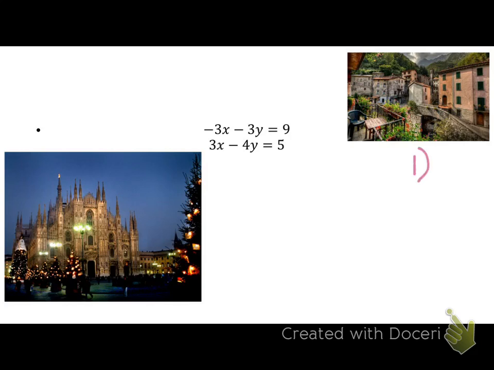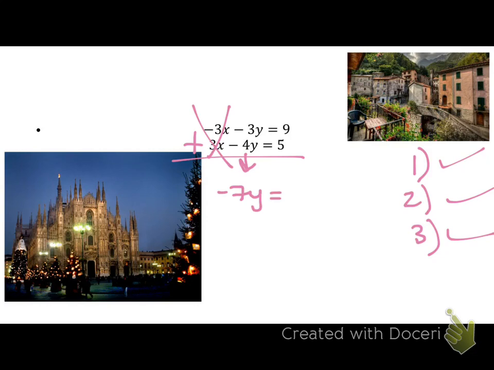Okay. Are they lined up? X is on top of x's, y is on top of y's? Yes. Do we have a variable that has the same number in front? Well, my x's do. They both have 3's. Is one positive and one negative? Yes, it is. So let's go ahead and add. This time our x's will cancel because they're the ones that are the same number but opposite. So negative 3y plus negative 4y, negative 7y. 9 plus 5 is 14. Divide by negative 7. Y should equal negative 2.